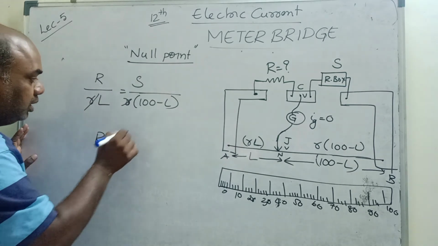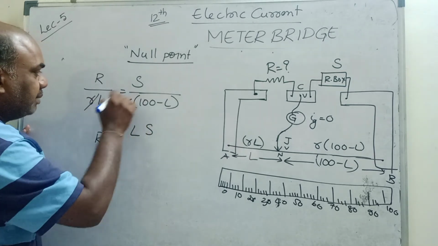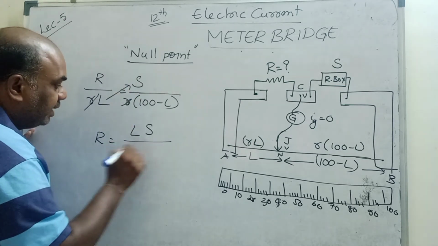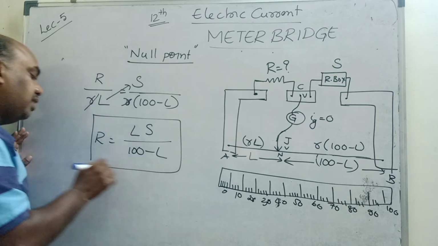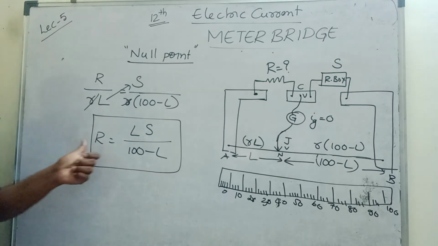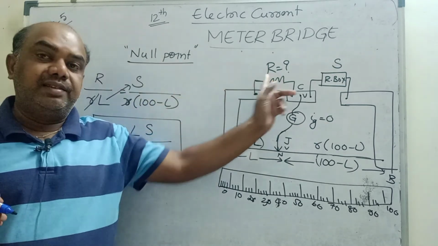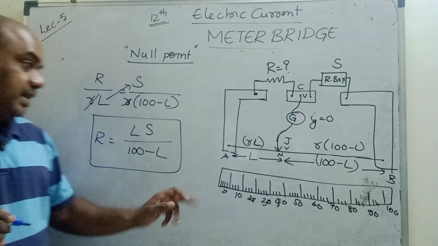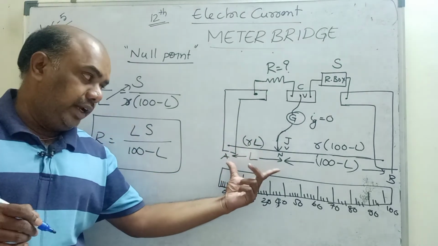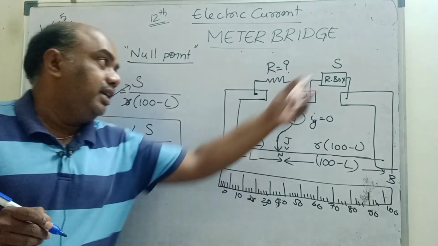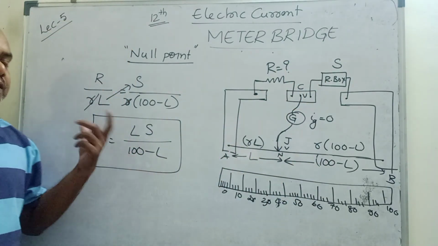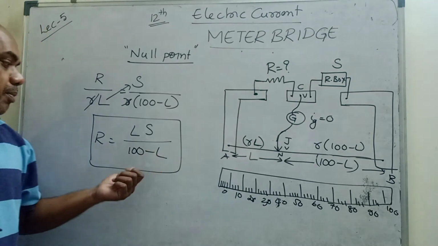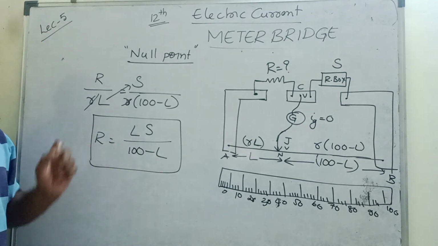Now R is equal to LS by 100 minus L, by cross multiplying, L goes into the numerator. This is the resistance of the unknown resistor. We have to find this resistance. How to find it? This length A to N, L, into S, by 100 minus L. This is a very simple formula. This is what a meter bridge is. With the help of the meter bridge, you can find the resistance.